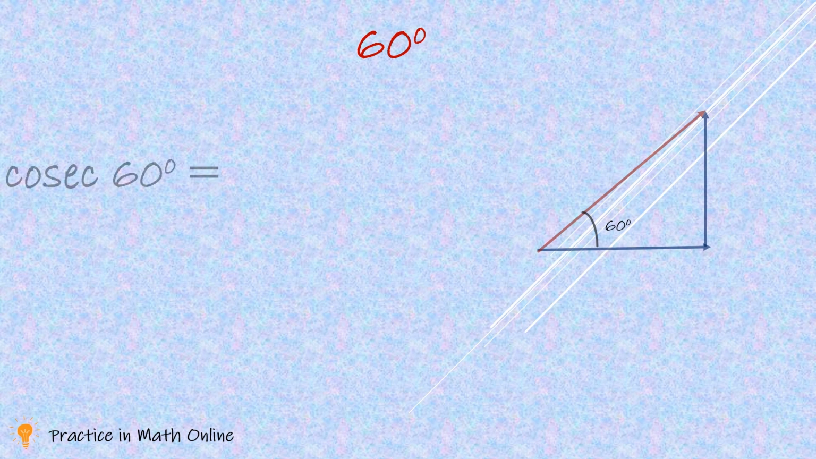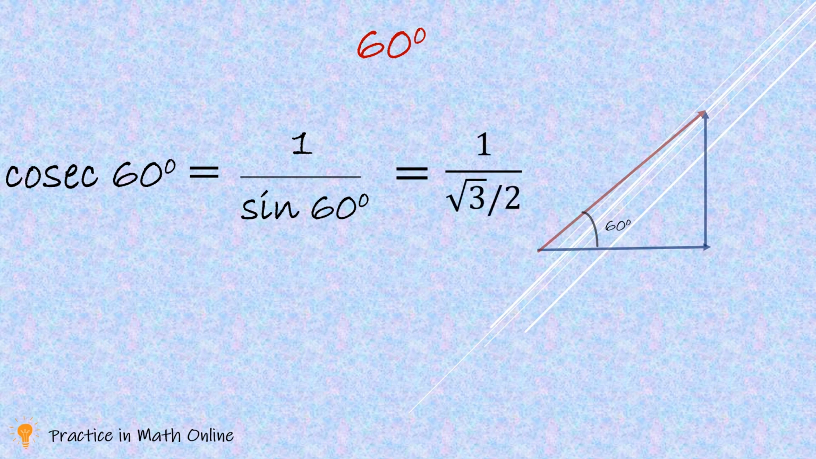Next is 60 degrees. Cosec of 60 will be 1 over sine of 60 degrees, and sine 60 is root 3 by 2. That means cosec 60 will be 2 over root 3.